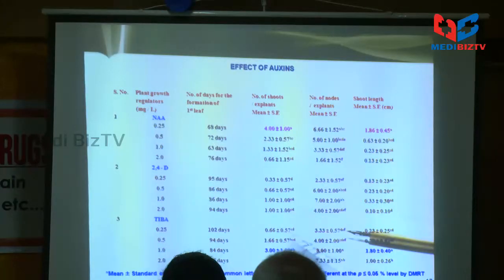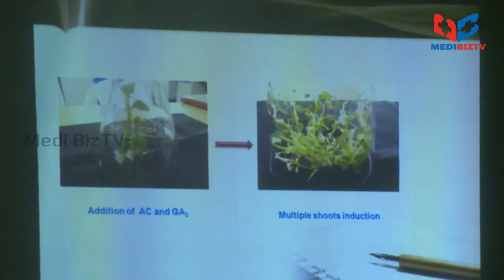Of the various plant growth regulators tested, NAA at 0.25 mg per L was found to be best for inducing the maximum number of multiple shoots, that is 4.00 plus or minus 1.00, with a shoot length of 1.86 plus or minus 0.45, followed by TIBA at 1 mg per L. It shows a maximum of 3.00 plus or minus 1.00 shoots with a shoot length of 1.80 plus or minus 0.40. Next.